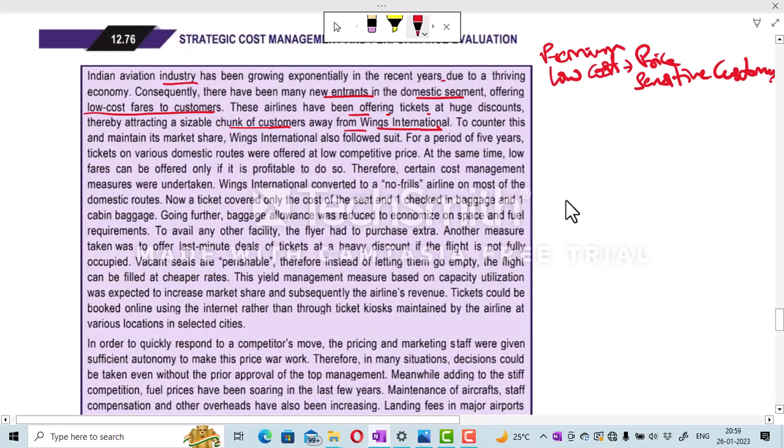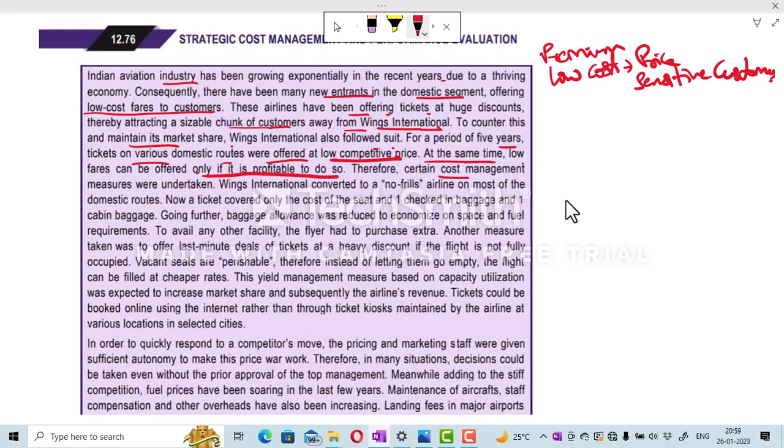To counter this and maintain its market size, Wings International also follows suit. Okay, Wings also started giving low cost. For a period of 5 years, tickets on various domestic routes were offered at low competitive prices. At the same time, low fares are offered only if it is profitable to do so.